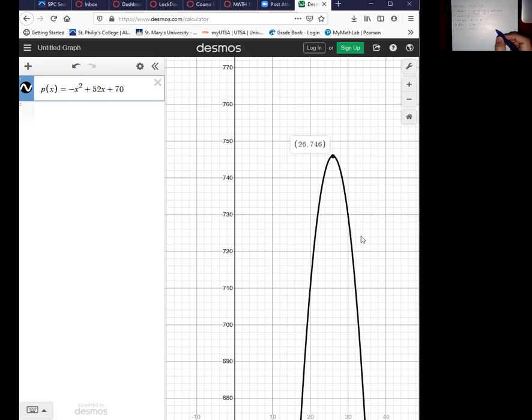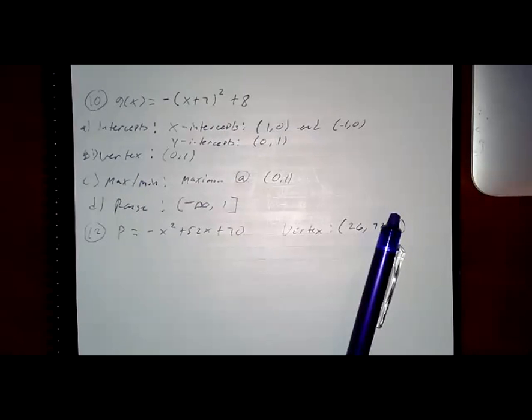So that's going to be what? Let's see how they phrase the question first before I answer. But I'll write the vertex down at 26, 746. You can still use those formulas I showed you before if you want. You don't have to.